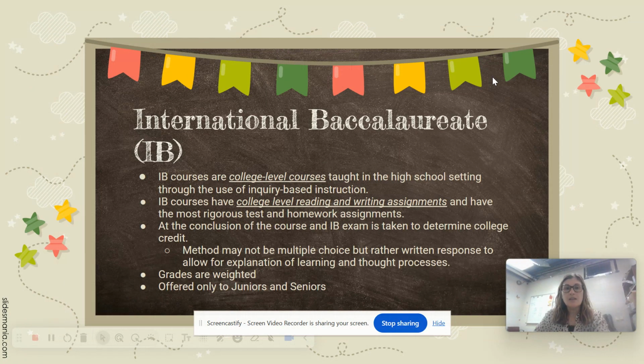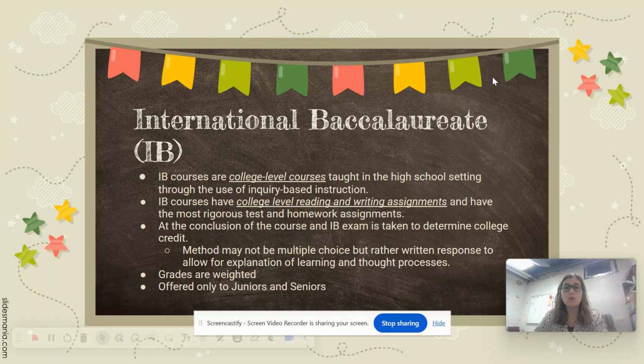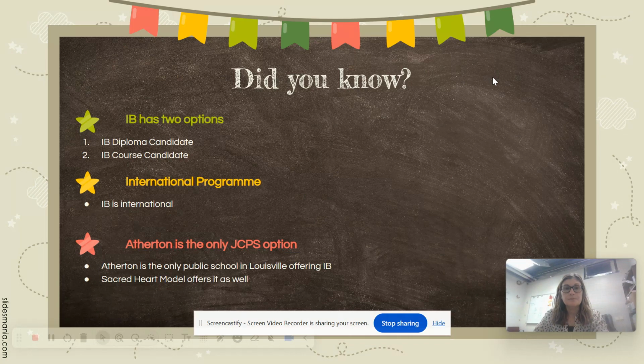Next is IB. It stands for International Baccalaureate. IB classes are college level classes that are taught in high school. They also expect college level reading and writing. And then at the conclusion of the course, students take an exam in order to determine whether or not they get college credit. These classes are also weighted, but they are only offered to juniors and seniors.